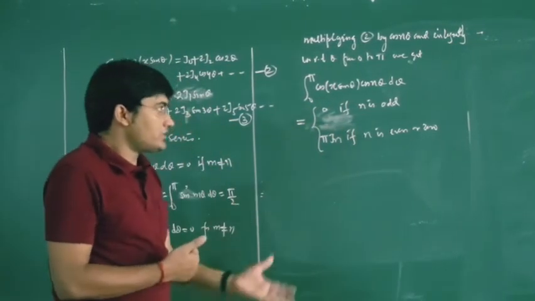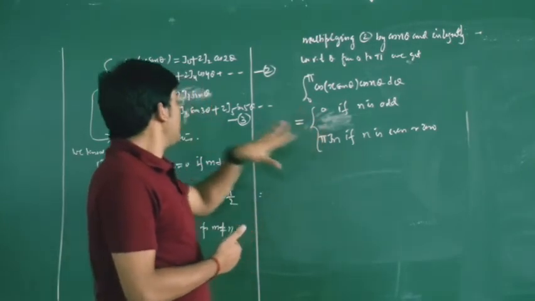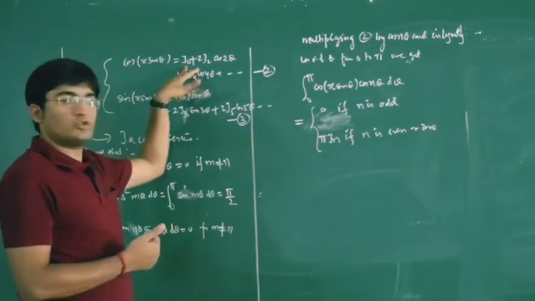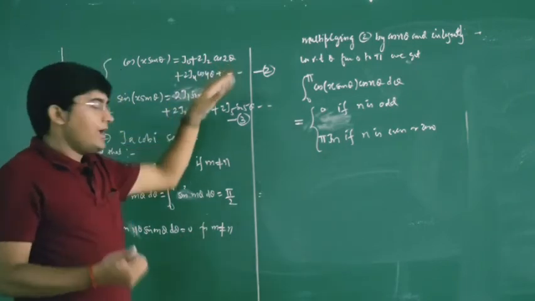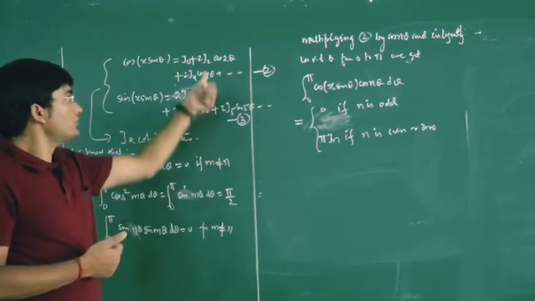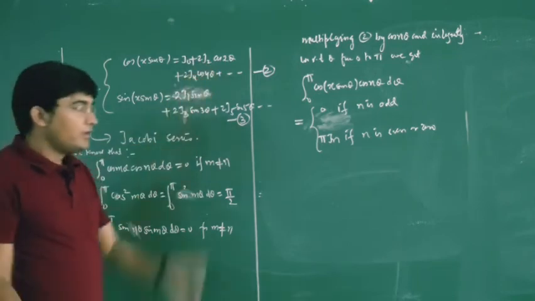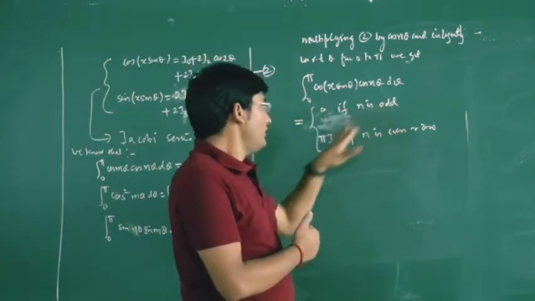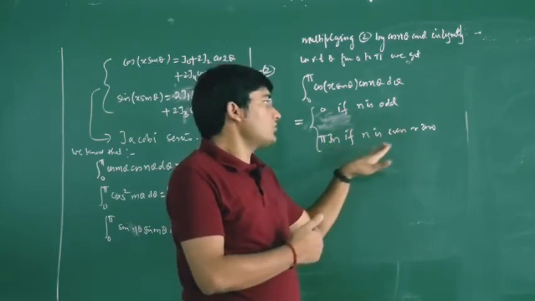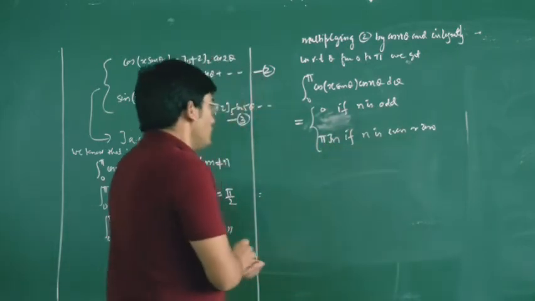And if your n is 0, then we will have J0 into pi, and if your n is even, then we will have cos 2 theta into cos 2 theta, and that will be your pi by 2. So this will be your pi into J2. So that means this integral is equal to 0 if n is odd, and this is your pi into Jn if your n is even or 0.